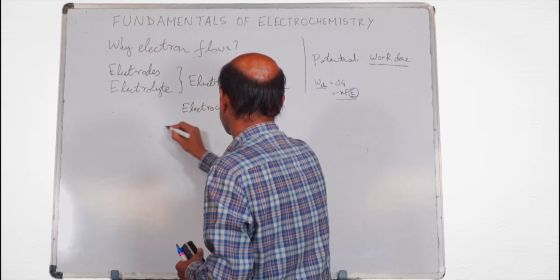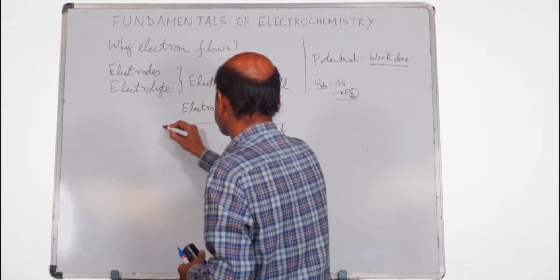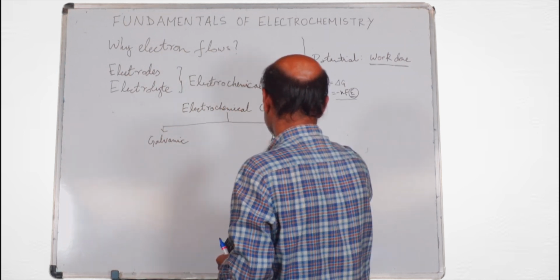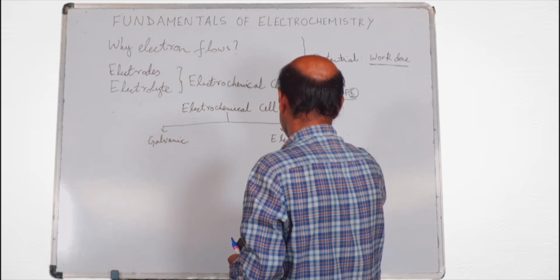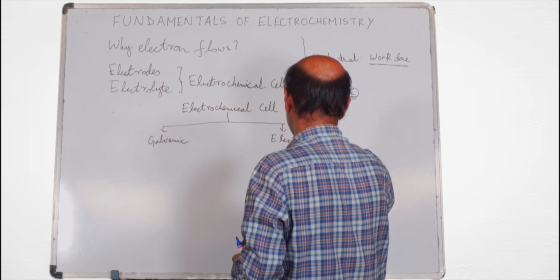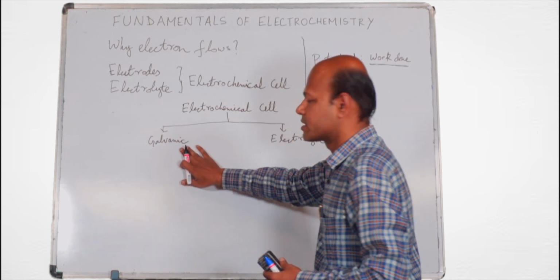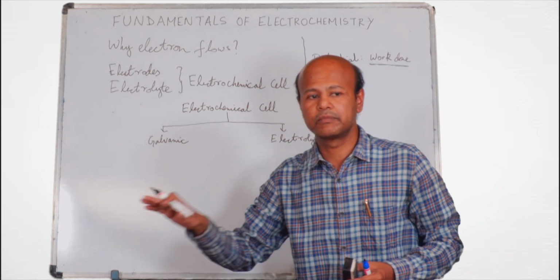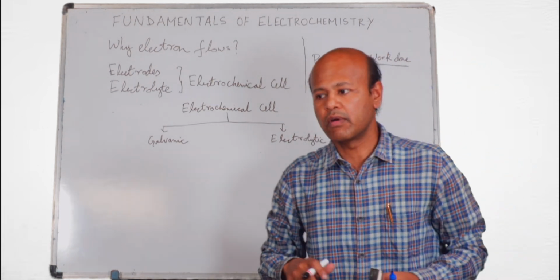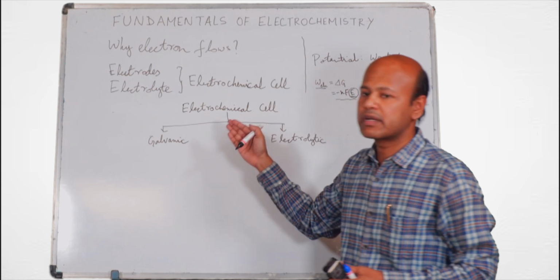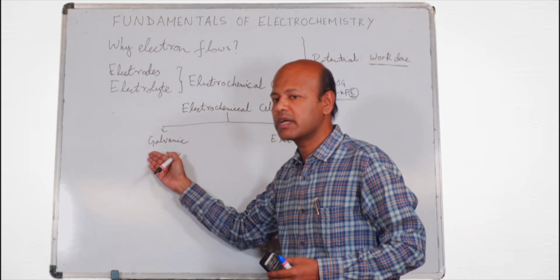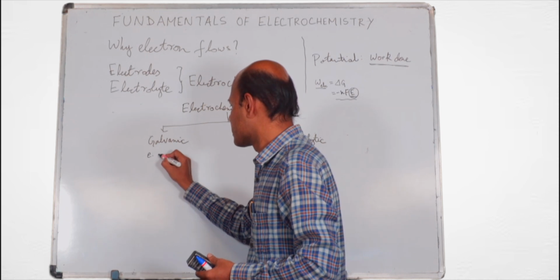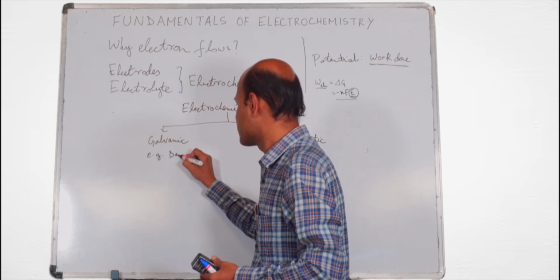Electrochemical cells are of two types. We have galvanic cell and electrolytic cell. This is galvanic cell, I have written on the left hand side. This is electrolytic cell. Now, what is a galvanic cell? In the galvanic cell, the same electrochemical reactions are occurring, but here the chemical energy is converted into electrical energy. So the example is the Daniel cell.